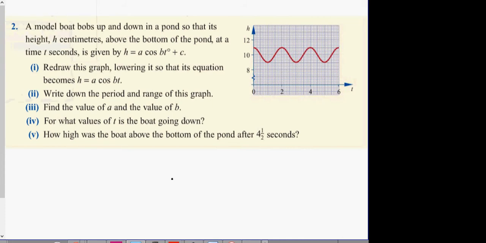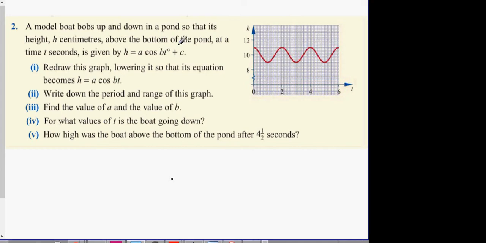This is exercise 911. A model boat bobs up and down in a pond so that its height h centimeters above the bottom of the pond at time t seconds is given by h equals a cos bt plus c. Redraw this graph, lowering it so that the equation becomes h equals a cos bt.